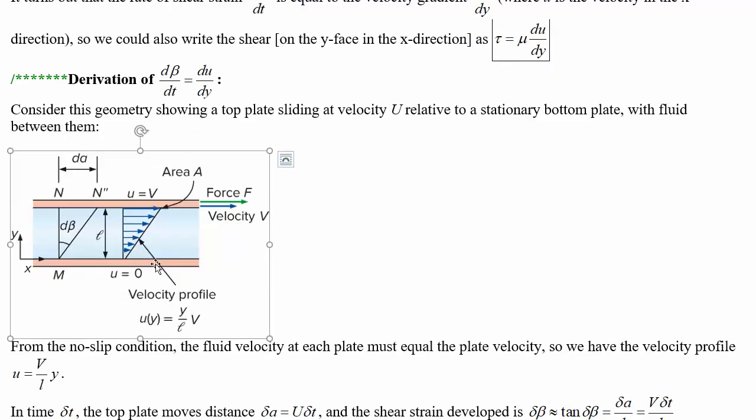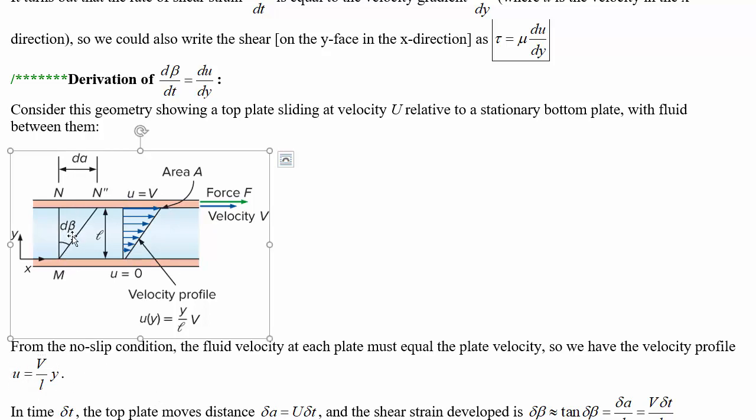And we'll say that the velocity is going to be linear between the plates because why wouldn't it be? If the top plate is moving along at a constant velocity, the bottom plate is holding still, there's no other kind of flow forcing going on. Then we're going to have a linear velocity profile between the plates. And that means that U at Y is Y over L times V, or in other words, V over L times Y. So that's just a linear function that starts at 0 and ends up at V once Y is equal to L. Okay, so that is the velocity gradient.